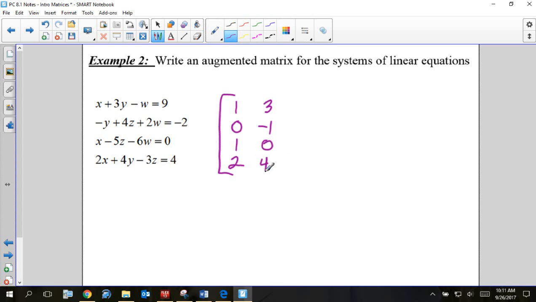Can you fill out the next 2 columns, but don't close your matrix because there's more after that. So fill out the next 2 columns.